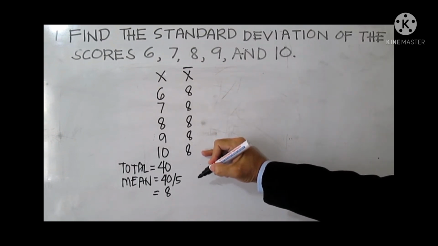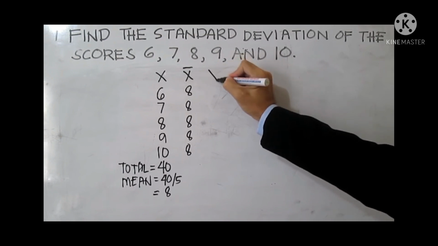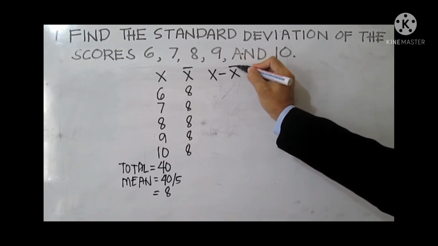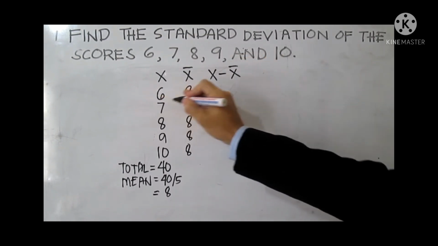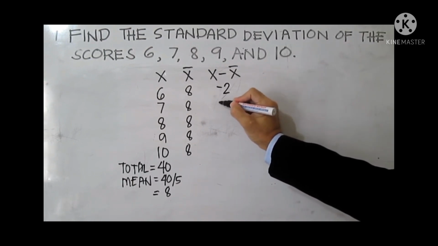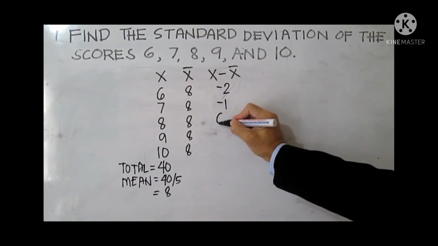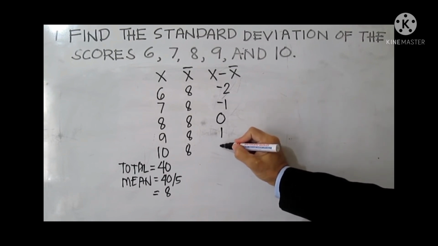Next, we are going to get the difference of the score and the mean, or simply the deviation from the mean. 6 minus 8 is negative 2. 7 minus 8 is negative 1. 8 minus 8 is 0. 9 minus 8 is 1. 10 minus 8 is 2.